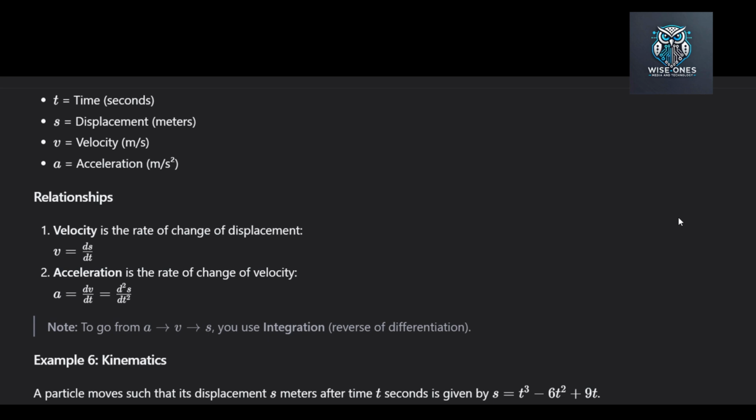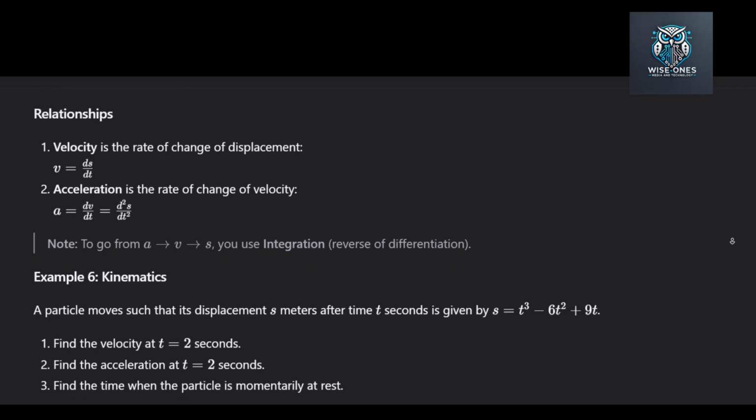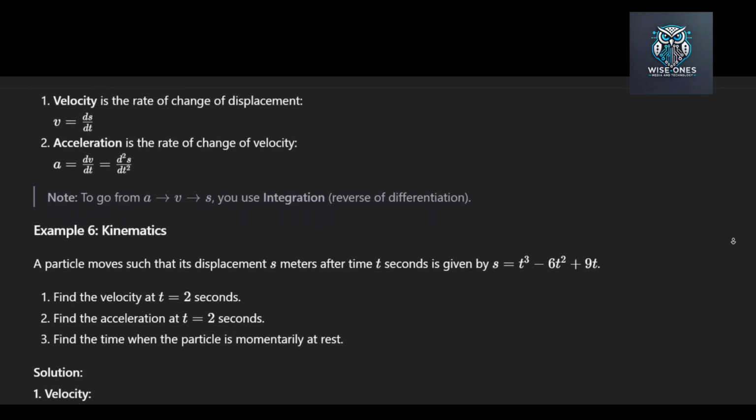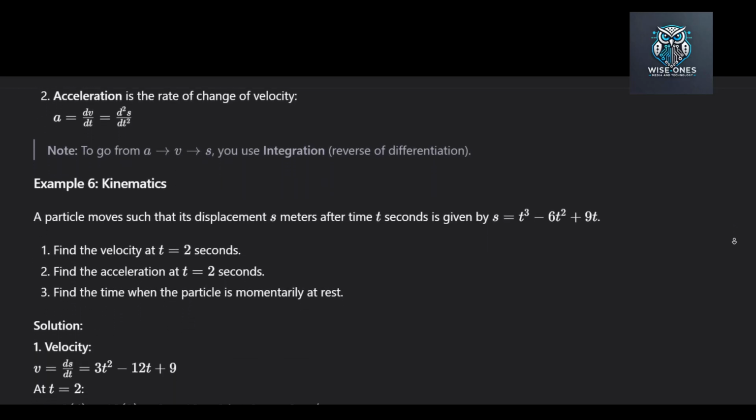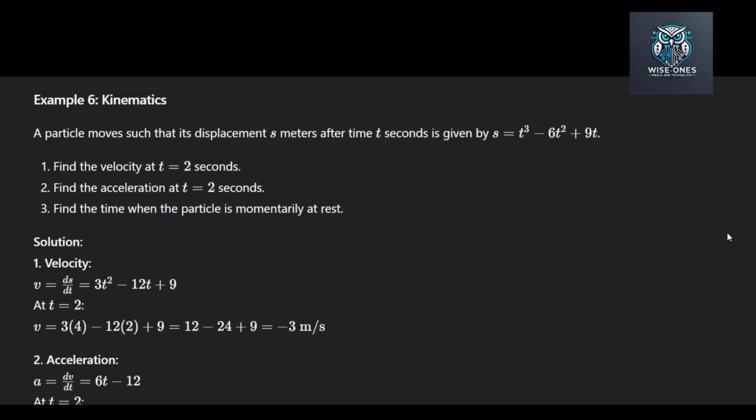Let us look at example 6, kinematics. The question is, a particle moves such that its displacement s meters after time t seconds is given by s equals t cubed minus 6t squared plus 9t. Part 1. Find the velocity at t equals 2 seconds. Part 2. Find the acceleration at t equals 2 seconds. Part 3. Find the time when the particle is momentarily at rest.